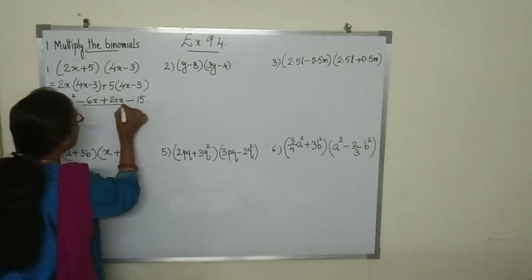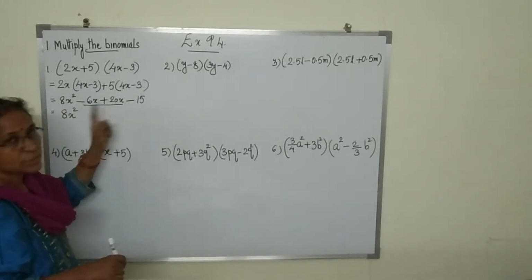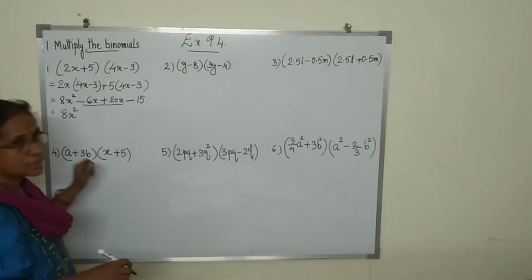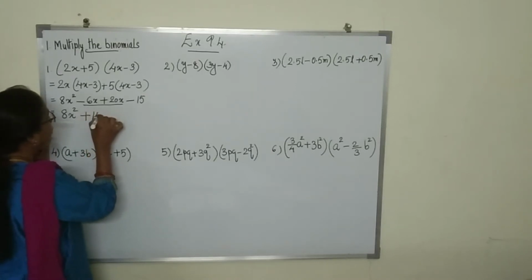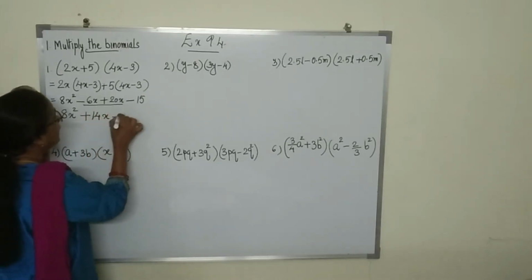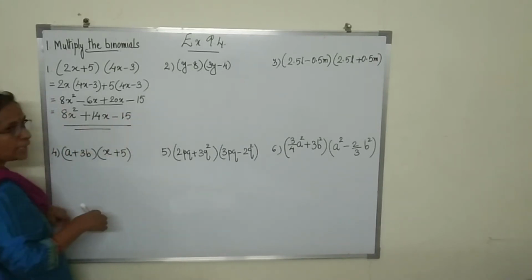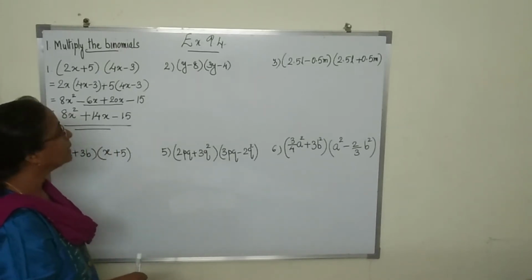But here you have x terms: minus 6x plus 20x. That is 20 minus 6. How much is it? 20 minus 6 is 14x, minus 15. Okay, no more like terms to be added. So this is your answer.